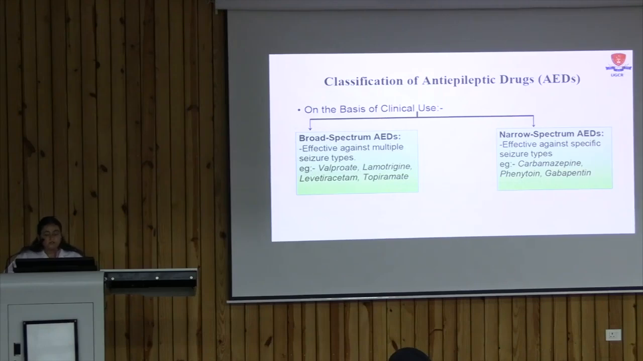The classification of anti-epileptic drugs on the basis of clinical use. Anti-epileptic drugs can be divided into two categories, broad-spectrum AEDs and narrow-spectrum AEDs. Broad-spectrum AEDs, as the name suggests, are effective against multiple seizure types, which includes drugs like valproate, lamotrigine, levetiracetam, and topiramate. Narrow-spectrum AEDs are effective only against specific seizure types, which includes drugs like carbamazepine, phenytoin, and gabapentin.